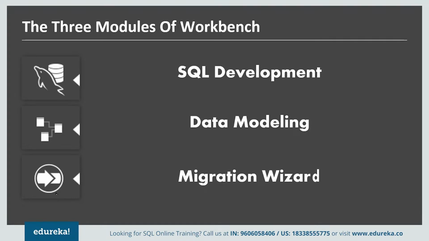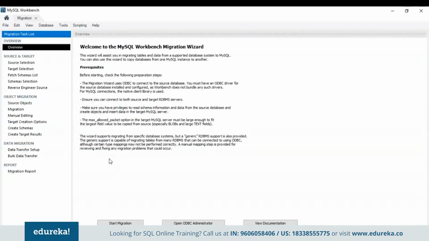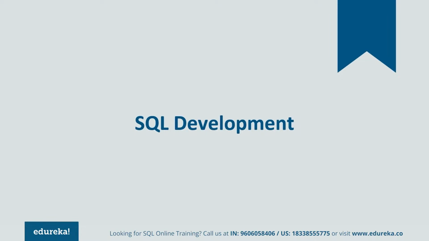Moving on, data modeling is used to model your data. So you can create your ER diagrams, and you can also perform forward engineering and reverse engineering. And finally, coming to the third module, that is the Migration Wizard. You can migrate data of a database from one connection to another, or you can also perform other tasks such as manual editing and target creation options. You can also create schemas over here, and you can finally get a migration report. So guys, these were the various modules of Workbench. Let's get started with the first module, that is the SQL Development.